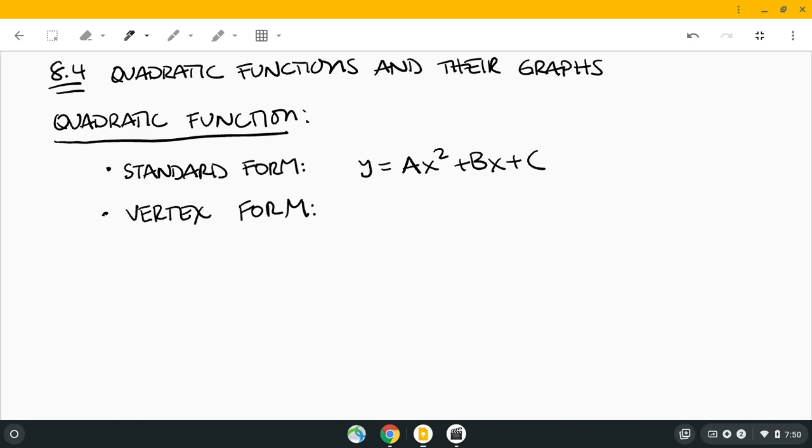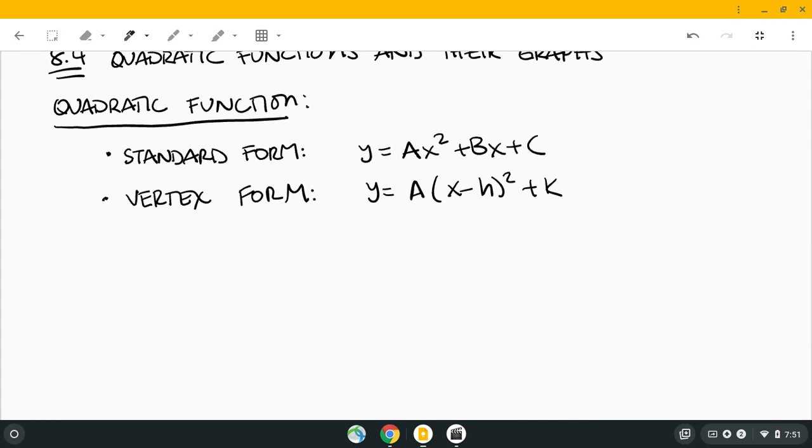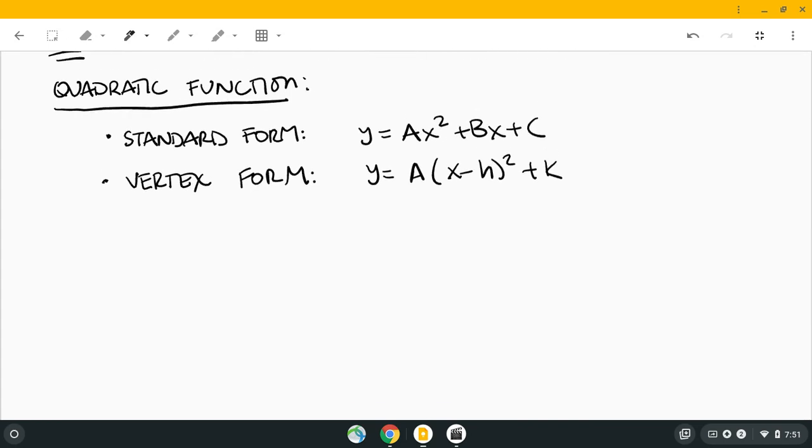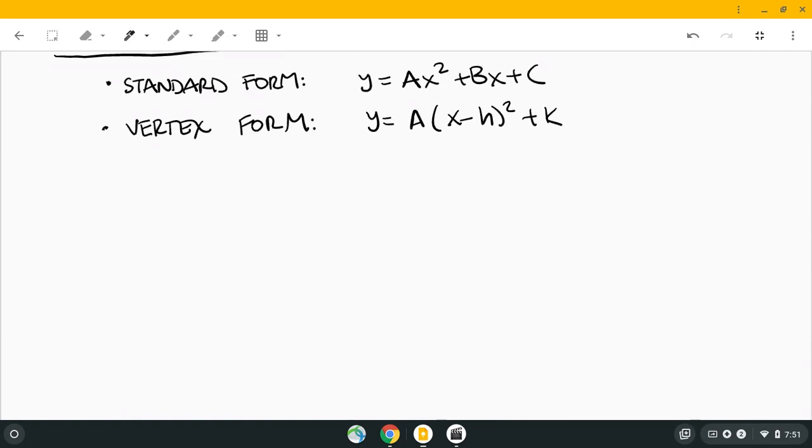Okay, so vertex form looks like this. You've seen this as well, and we looked at how to graph this by shifting, which you can still do. We're going to take a look at another way to graph that aside from shifting. Okay, so let's take a look at the anatomy of a parabola. The parabola is the graph of a quadratic.